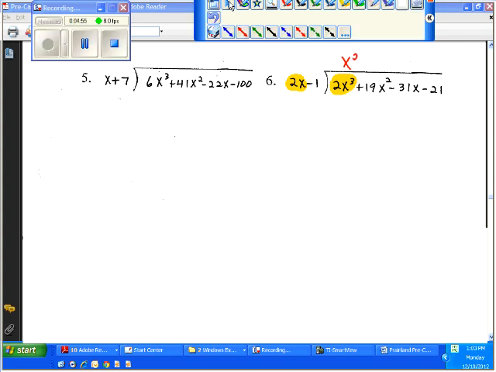X squared times. And then we multiply in the way of distributive. Good. So x squared times 2x is 2x cubed. And then x squared times negative 1, negative x squared. See how many times it'll go. Then you multiply. Then you, in the way of changing the signs and adding, those cancel, and we get 20x squared. And then you bring down.